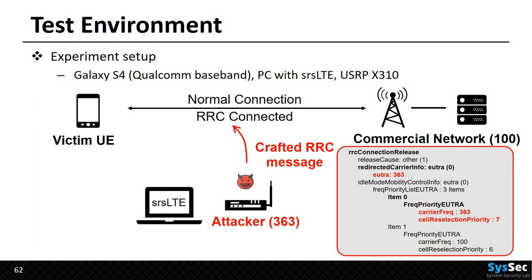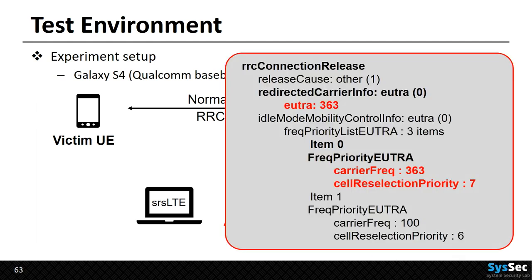When the UE is normally connected to the cellular network, we injected a crafted message to redirect the victim UE to the attacker's fake base station's frequency 363. The injected message contains the redirected carrier info field and the idle mode mobility control info field. The redirected carrier info field is set to the LTE frequency type and contains 363, the frequency of the fake base station. The idle mode mobility control info field contains a list of the normal base station's frequency and the attacker's frequency.